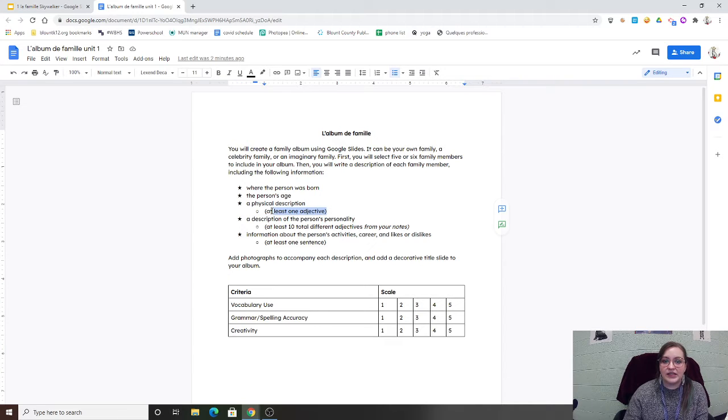I want you to have at least one adjective describing their physical appearance. So blonde, brunette, tall, pretty. Any of those. It should be one you know. You shouldn't be looking up adjectives for this.